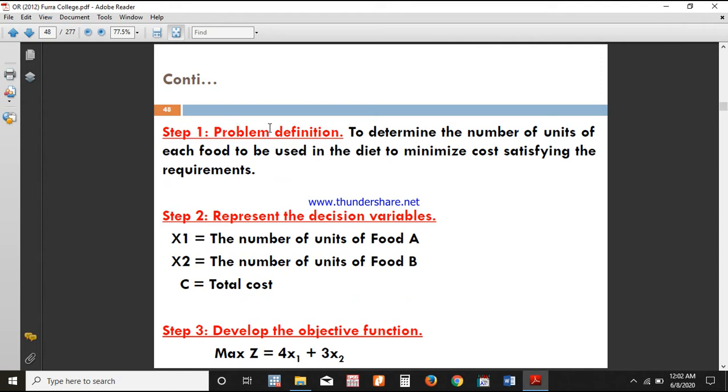Therefore, the first step is problem definition. The problem definition is to determine the number of units of each food to be used in the diet, minimizing the cost. Step 2 is representing the decision variables. Let x1 be the number of units of food A, x2 the number of units of food B, and C the total cost. Step 3, develop the objective function, minimize C for x1 plus 3x2.